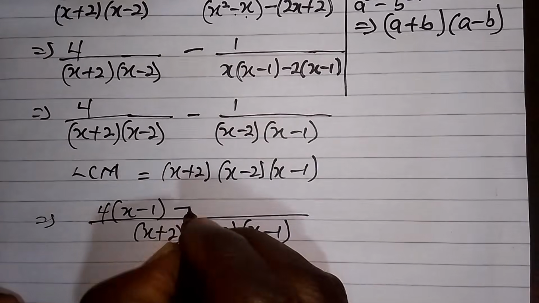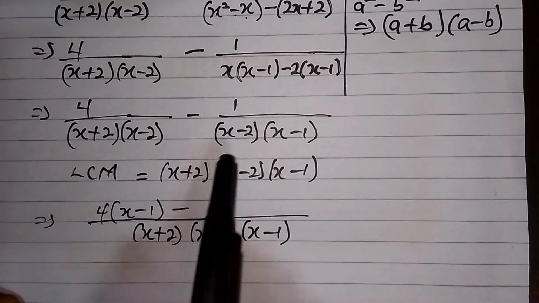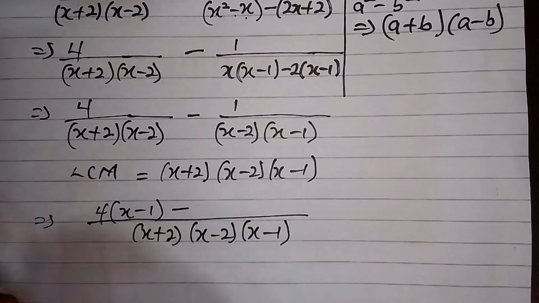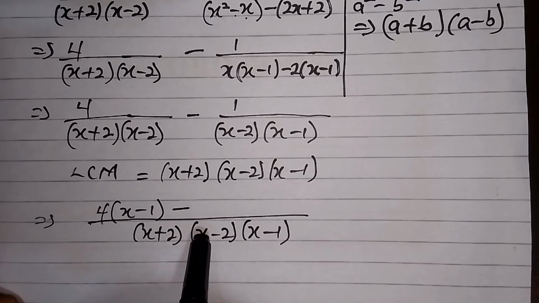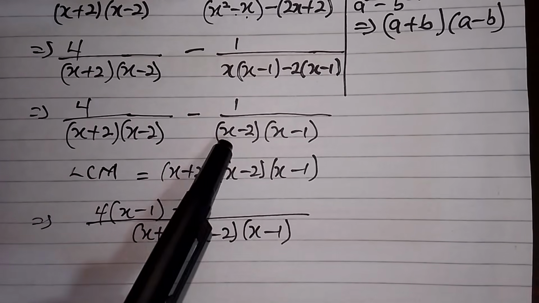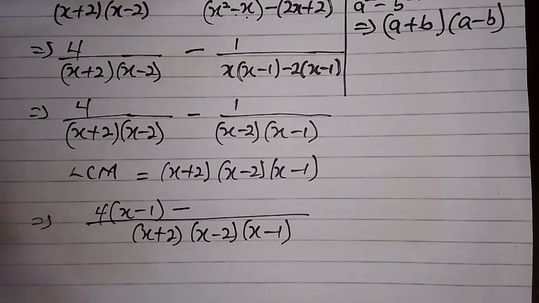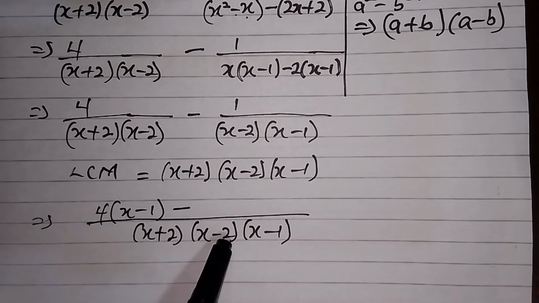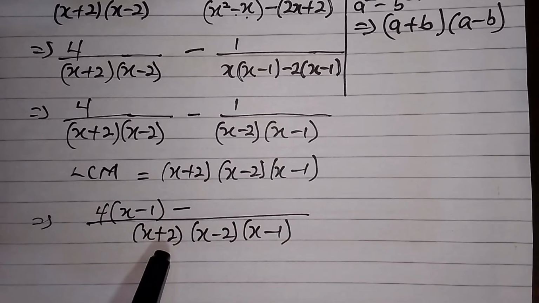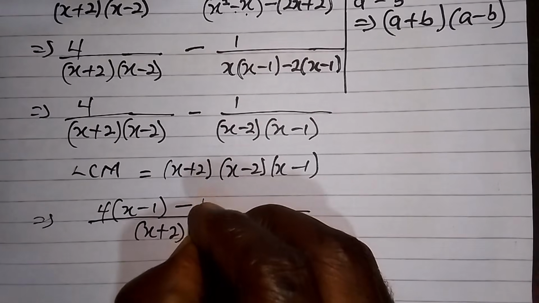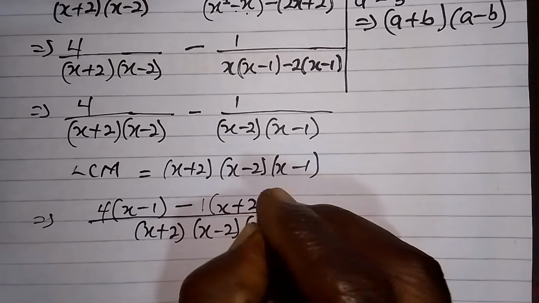Our minus sign comes here. I have x minus 2, x minus 1. The LCM is going to divide this one again. So the LCM, x plus 2, x minus 2, x minus 1, divides x minus 2, x minus 1. What can we see? X minus 2, x minus 1 is going to take care of x minus 2, x minus 1. What is going to be left is x plus 2, and that will multiply the numerator for this denominator. So it's giving us 1 into bracket x plus 2.